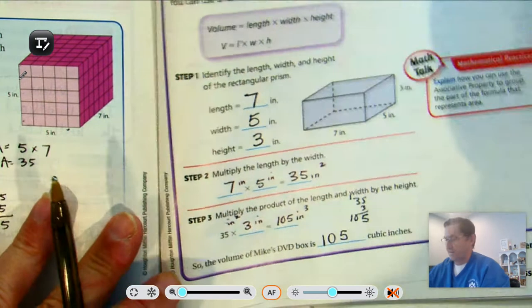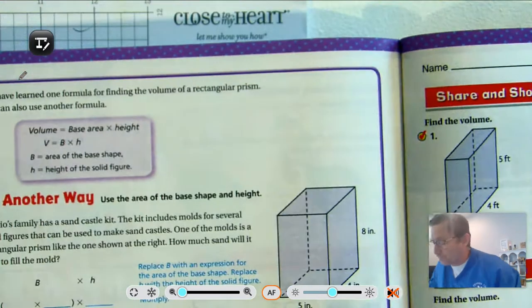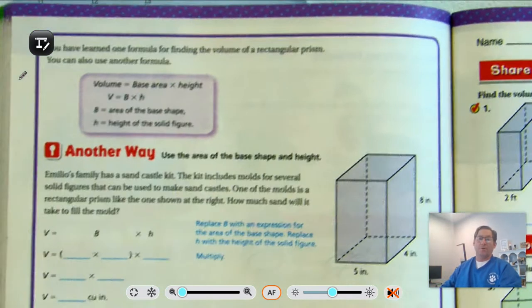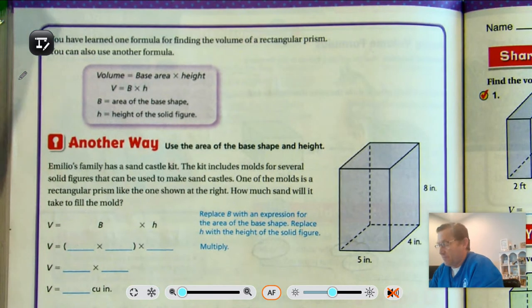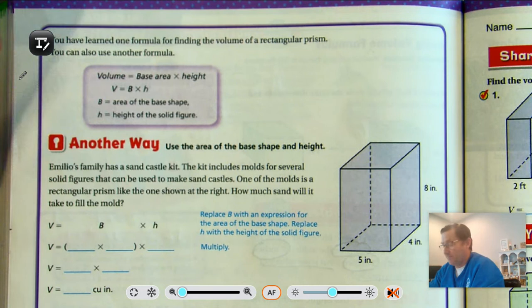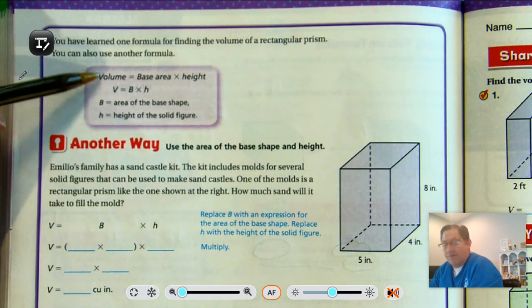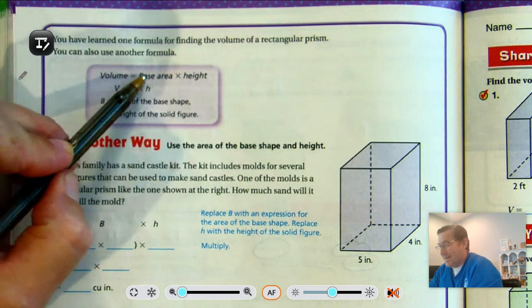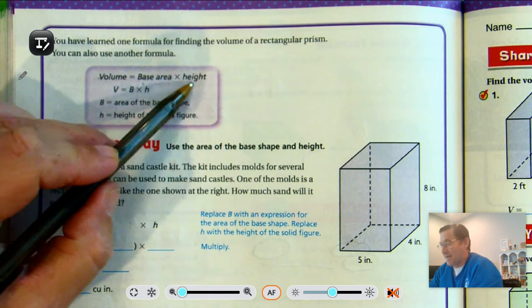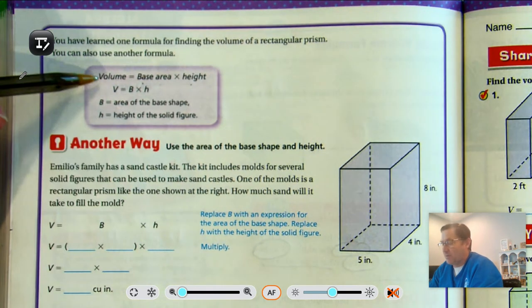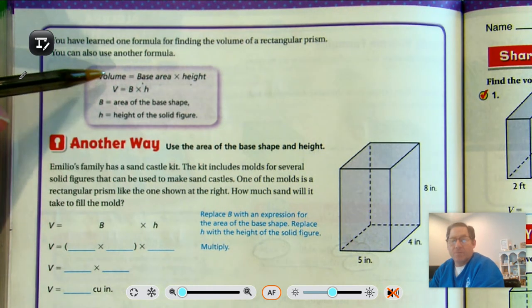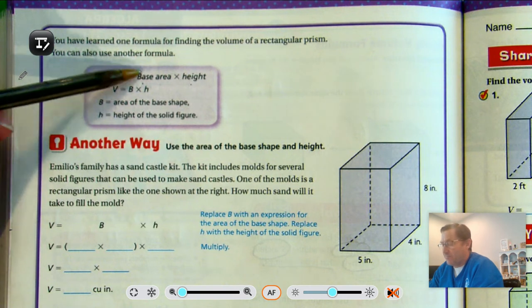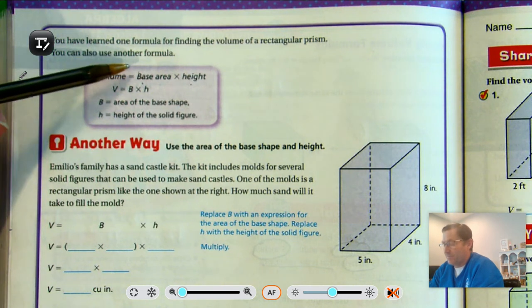All right, page 500. So you've learned one formula for finding the volume of a rectangular prism. You can also use another formula. That formula will be the volume equals the base area times the height. Now, why do we want to know this volume formula? Well, because I can apply this volume formula to any prism.